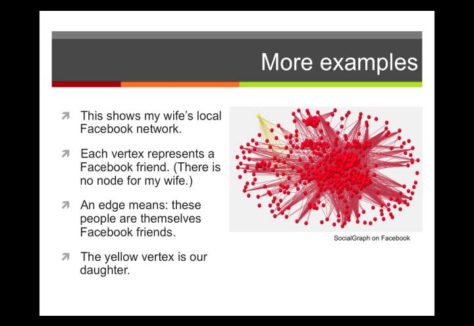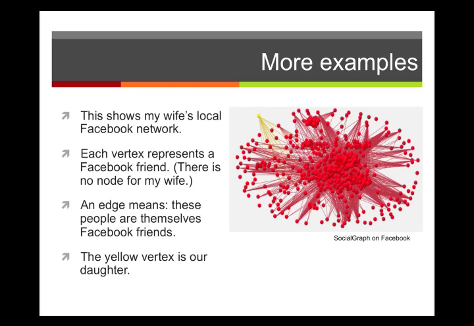And each vertex here represents a Facebook friend of my wife. Now, there's no node for my wife at all. It shows her Facebook friends. And what an edge means is that those two people who are involved are themselves Facebook friends. So if you have a pair of vertices, there either is an edge or there is not an edge between them, and it's simply determined by whether they are or are not Facebook friends.